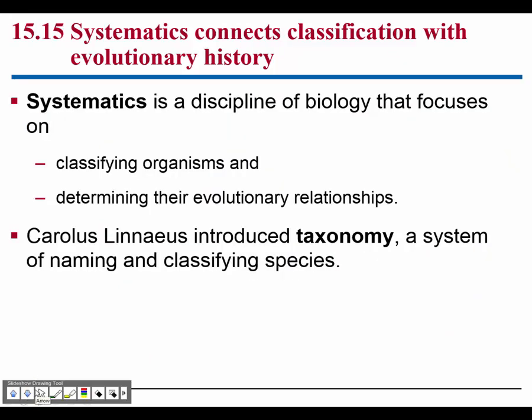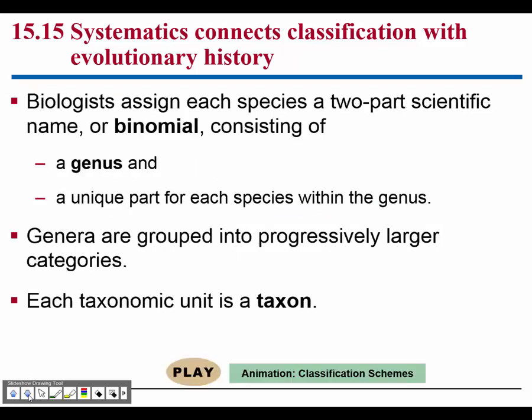So systematics is a discipline that focuses on classifying, organizing, and more importantly, determining their evolutionary relationships. Carl Linnaeus introduced taxonomy to name and classify. And he used the binomial, so that's genus and species, right? And that's kind of what most people are familiar with. And so then we go from there, we take the genera and we group them into progressively larger categories.